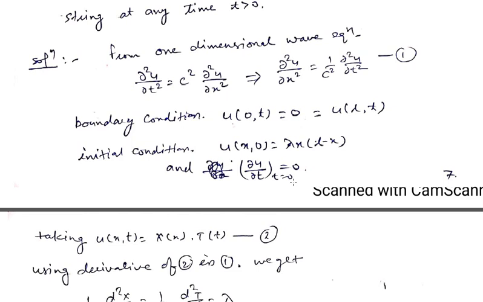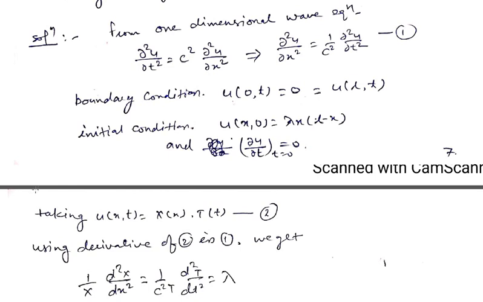Now we assume its solution using the separation of variables method, u(x,t) = X·T. We differentiate it twice with respect to x and t partially, and putting those values of the derivatives in the wave equation ∂²u/∂x² = (1/c²) ∂²u/∂t², we get (1/X) d²X/dx² = (1/(c²T)) d²T/dt² = λ. Here λ is some assumed constant.